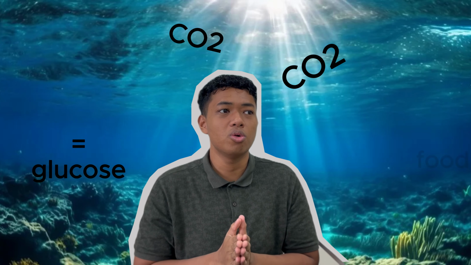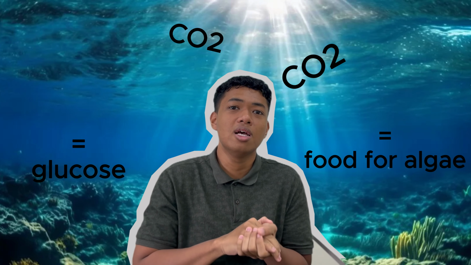The algae can absorb carbon dioxide from the surrounding water. This carbon dioxide, along with water and sunlight, is used to create glucose, which we know as the food for the algae. Just like any other plants on both land and in water, the rate of photosynthesis in algae is influenced by several factors. And one crucial factor is the concentration of carbon dioxide in the water.